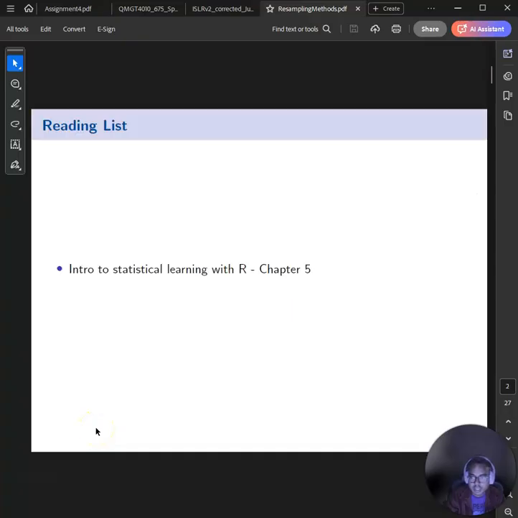This is the reading list. It's chapter 5 of that ISLR textbook. There is a bit of math there, but it also does a good job of talking about the intuition. So I would strongly encourage you to read this chapter to understand more about this topic.